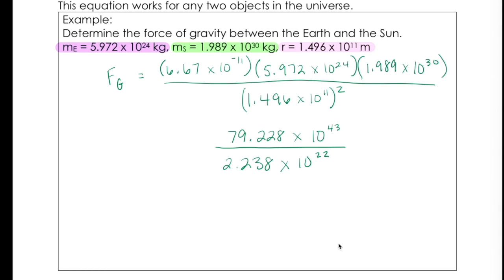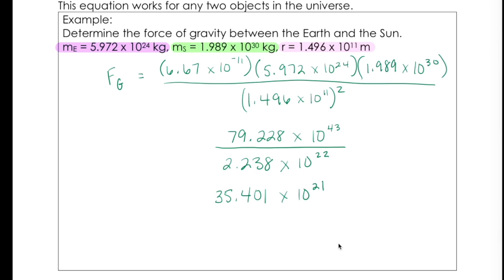Okay, once again, when dividing, you're going to divide the first numbers. So when I divide 79.228 by 2.238, I get 35.401 times 10. And then to find the exponent that we're raising 10 by, you're going to subtract the denominator from the numerator. So the top minus the bottom, so 43 minus 22. And we would get it's raised to the 21st.